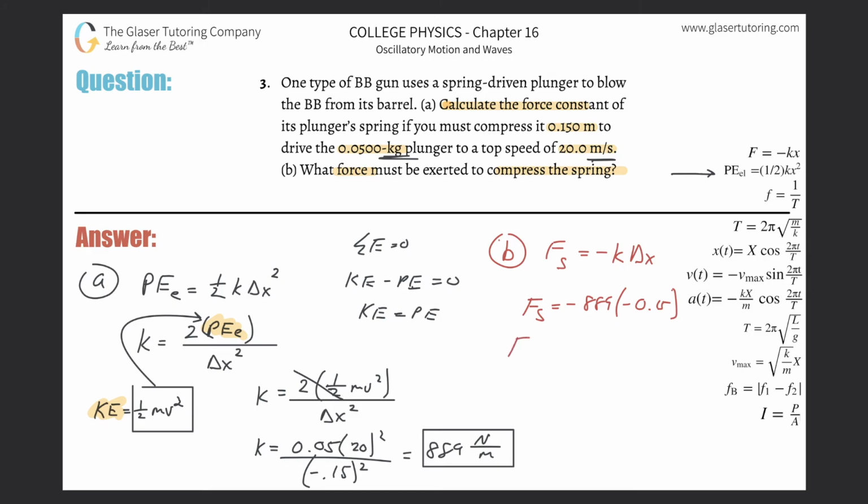If you notice, double negative, it's going to be a positive value, and that should make sense for how I'm framing this problem. I'll draw a little picture maybe. 889 multiplied by 0.15 is going to be about 133, and that is in terms of newtons. Should be around there. I used the rounded value, but it should be fine.